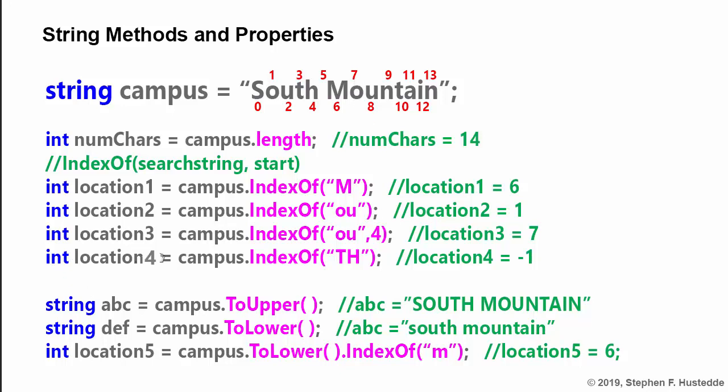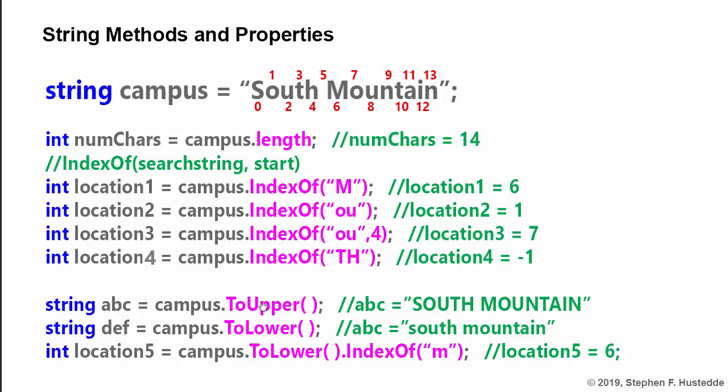Then I have another one, int location 4 equals campus.indexOf, and I'm looking for uppercase TH. The IndexOf method is case sensitive. So in this case, it doesn't find uppercase T, uppercase H. It doesn't exist in this phrase. If it doesn't find it, then the returned value is minus 1. We can use that to search for a word in a block of text and see if it exists there. If it doesn't, it will return a minus 1.